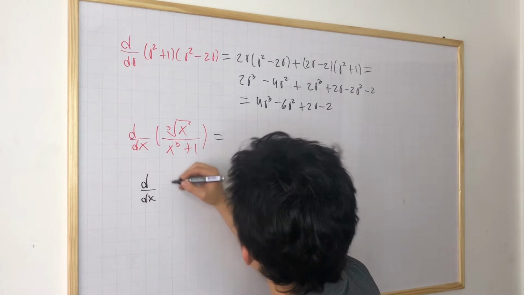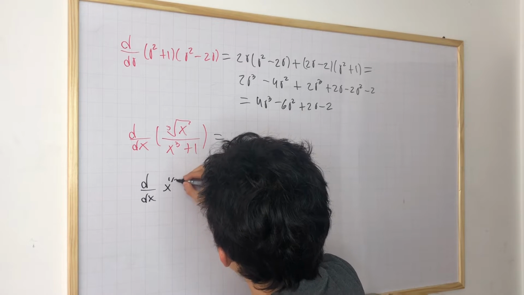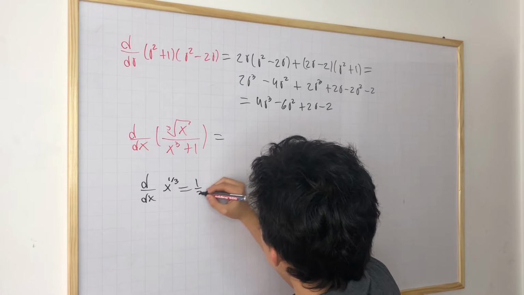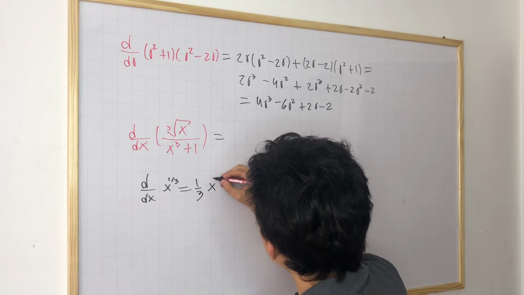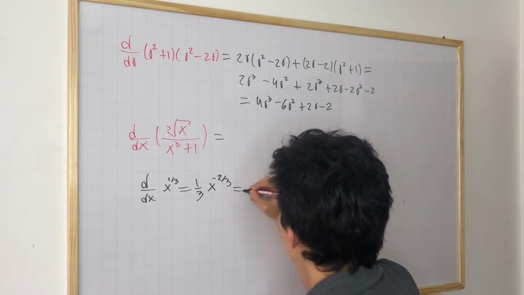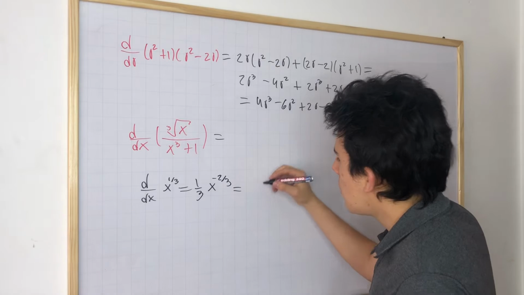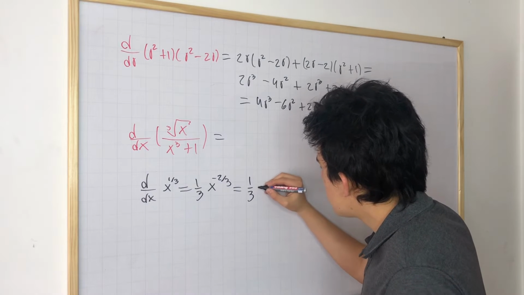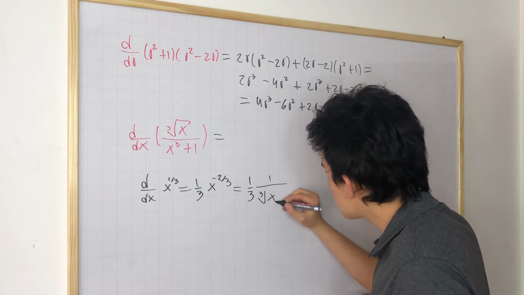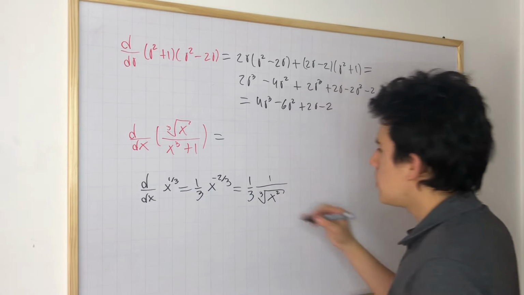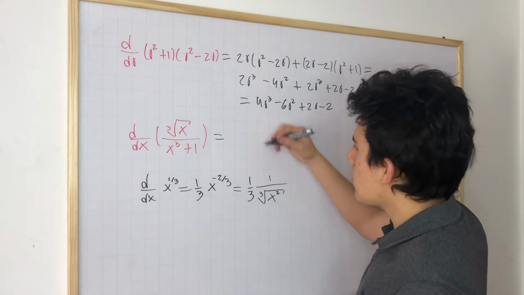So the derivative with respect to x, I'm gonna write this as x to the 1/3. This is just simply going to be 1/3, then minus 1, that would be minus 2/3. And now we can just simply rewrite this. So we would get 1/3 times 1/cubic root of x squared. This is how much we get. And now we can plug that number in there.